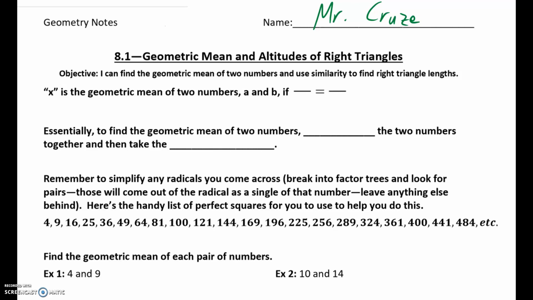So let's begin. We're going to talk chapter 8. We get into right triangle stuff. So we're going to be doing a lot with right triangles. A lot. We'll be solving them eventually at some point, but for now we're going to talk about geometric mean and the altitudes of right triangles.